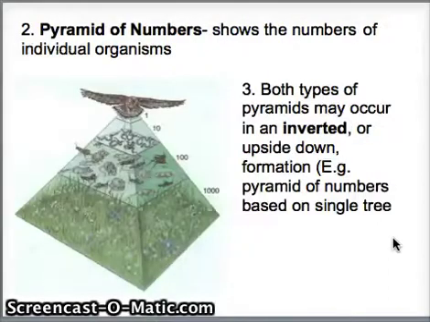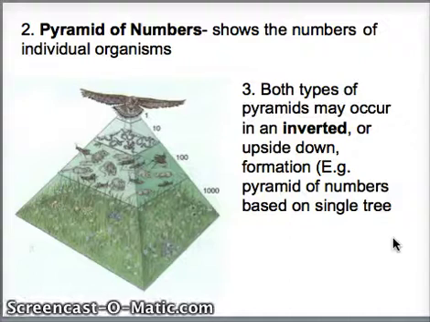We can also use a pyramid of numbers. This shows the numbers of individual organisms. So this doesn't look at weight or mass using grams, we're just looking at individual organisms. Both types of pyramids may occur in an inverted or upside down formation. And so, for example, you could have a pyramid of numbers based on a single tree and look at the organisms that that supports. All right, stay tuned for our next lecture video.